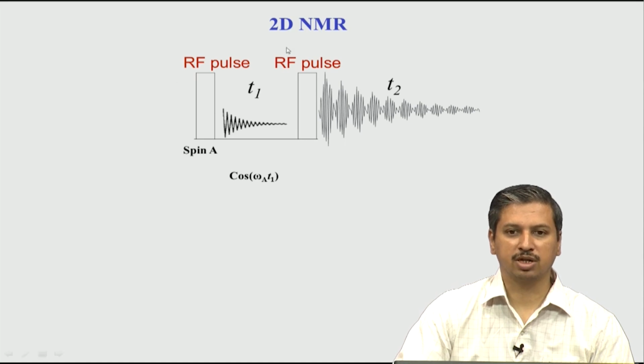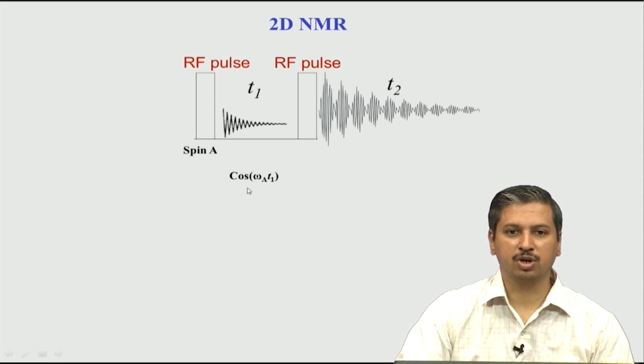So, now let us look at the mathematics of it. We have spin A which is basically excited, let us say. In the first case we talked about generality, now we will go to a specific spin. So, let us imagine that you are applying this first RF pulse to a spin A, one atom in the molecule. Now, that will start evolving by chemical shift.